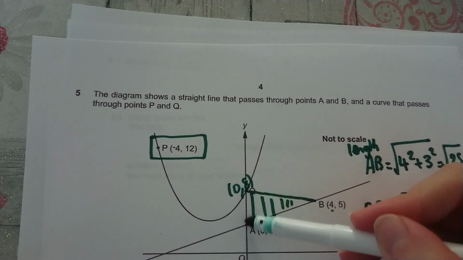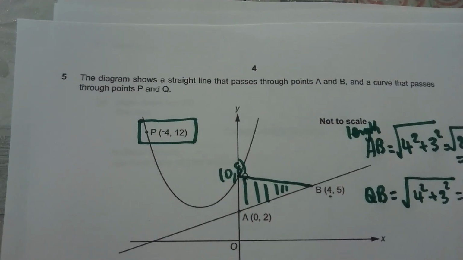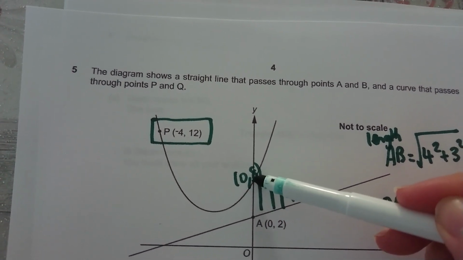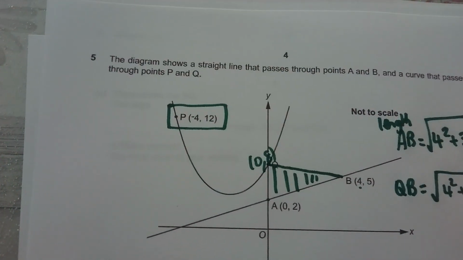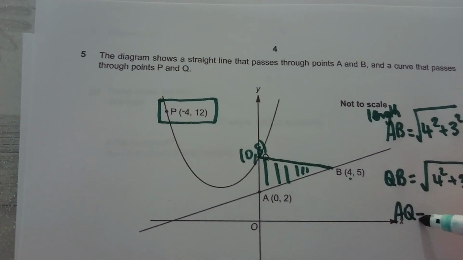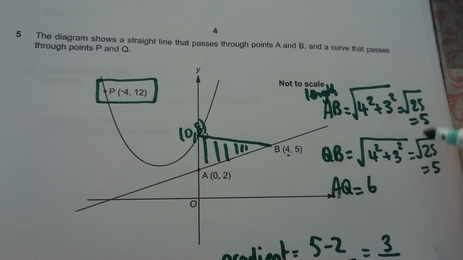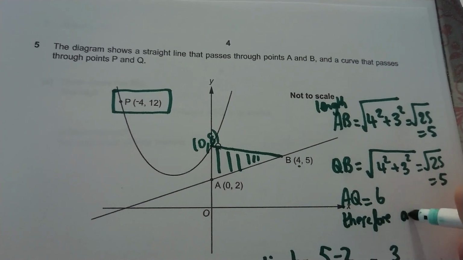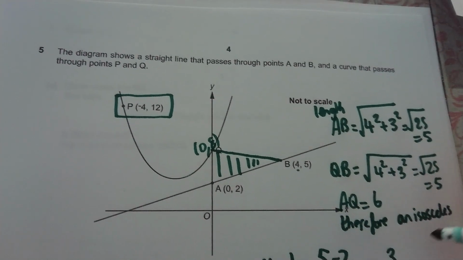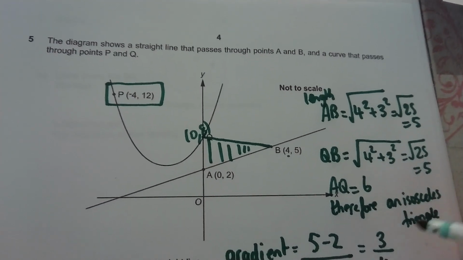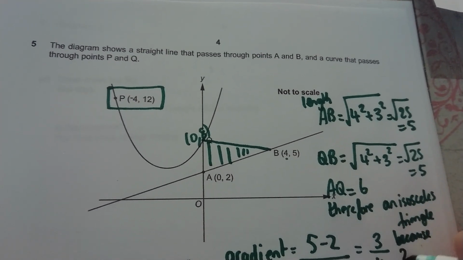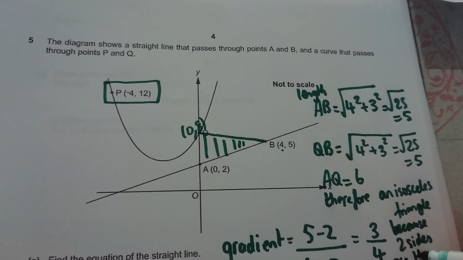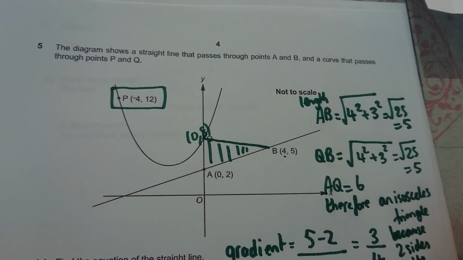It's worth just showing that this one as well is not the same length. Otherwise, like I said, it would be equilateral. So this one is a little bit easier. You can see it's gone from 0,2 to 0,8, well, it's gone up by 6. So I would say that AQ equals 6. So therefore, this must be an isosceles triangle. I put isosceles because two sides are the same length. Obviously, I'm writing this in the wrong section, but because two sides are the same length.